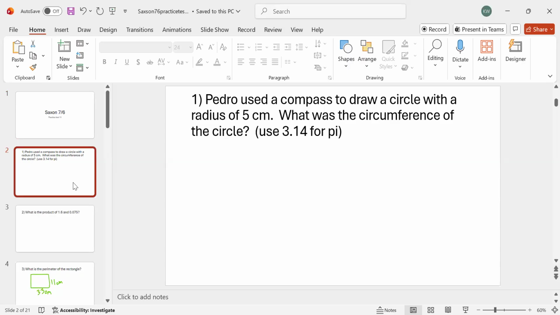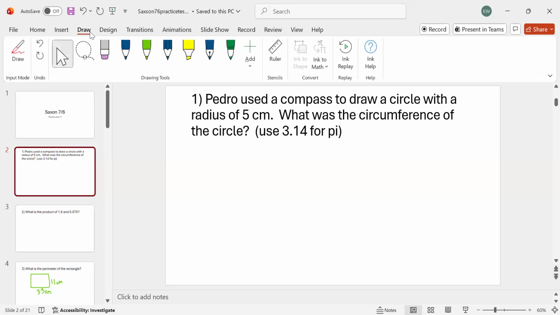Pedro used a compass to draw a circle with a radius of 5 centimeters. What was the circumference of the circle? Well, if we're drawing this, we're going to draw a circle.